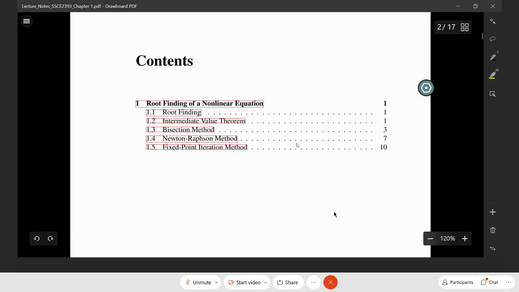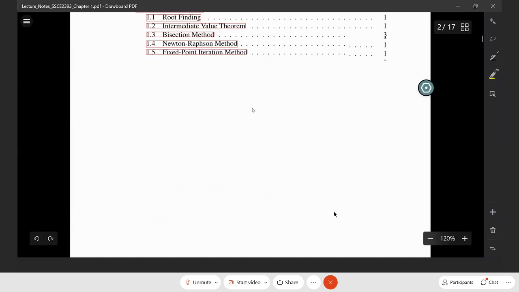So basically the contents are not that much in the first chapter. We will start with the introduction of what root finding is, then the important theorem that we need to know, the IVT, and then the methods. The three methods that we are going to discuss are the bisection, Newton-Raphson, and fixed point iteration method. So first.